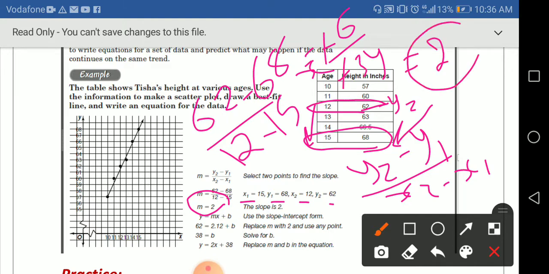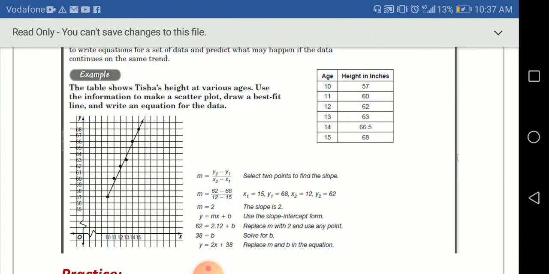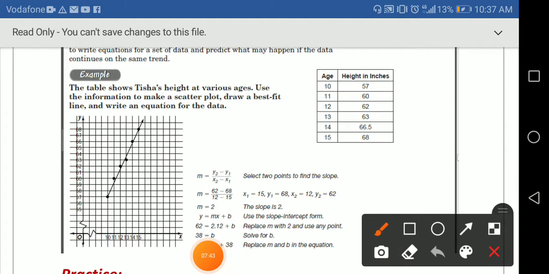Remember that if I subtracted 68 minus 62 over 15 minus 12, it will get you the same 2. So don't panic if you make y sub 2 minus y sub 1 or y sub 1 minus y sub 2. It's okay. So the slope is 2. After finding the slope, what should I do? Write the y-intercept form, y equals mx plus b.